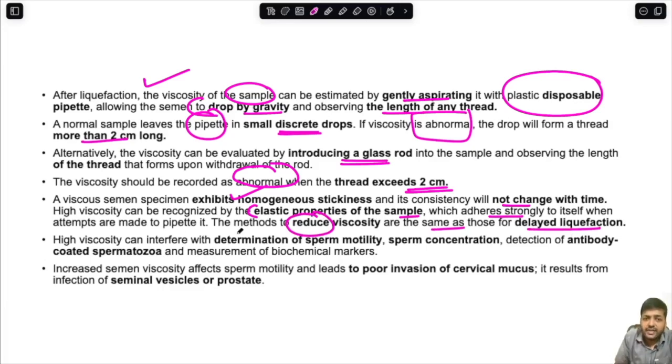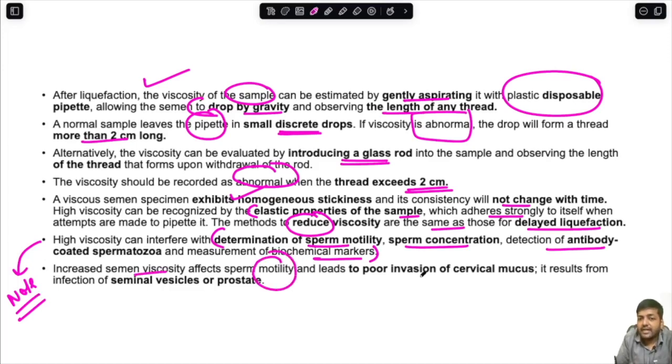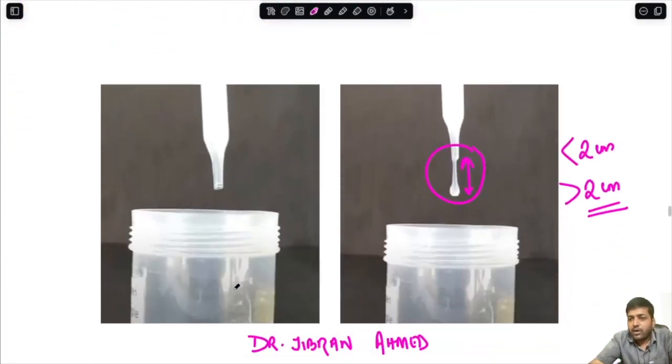High viscosity can interfere with determination of sperm motility, sperm concentration, detection of antibody coated spermatozoa and measurement of biochemical markers. That is why you have to note it, because it can alter all these other parameters. Increased semen viscosity affects sperm motility and leads to poor invasion of the cervical mucus. It results from infection of the seminal vesicles or the prostate. So we have already spoken about this.